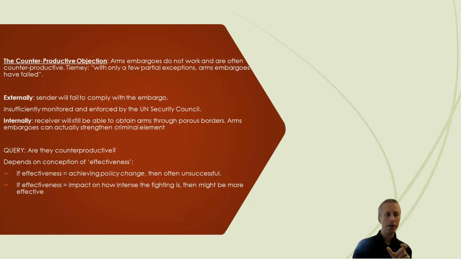So the counterproductive objection says externally, those who are supposed to be signed up to the arms embargo, for instance, approved by the UN Security Council, will still try to sell arms, still have reasons to sell arms. And internally, the states subject to the arms embargo will still try to obtain them through alternative means.